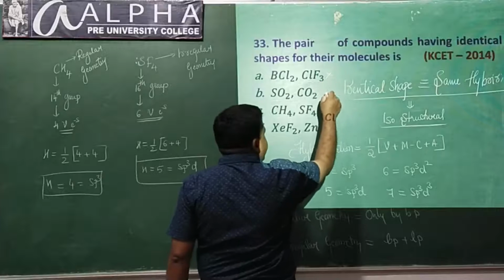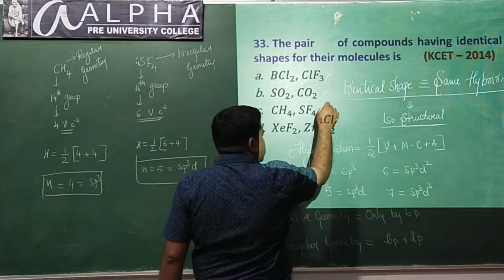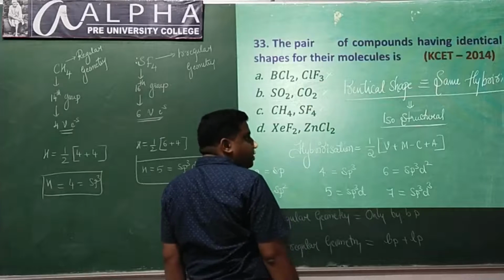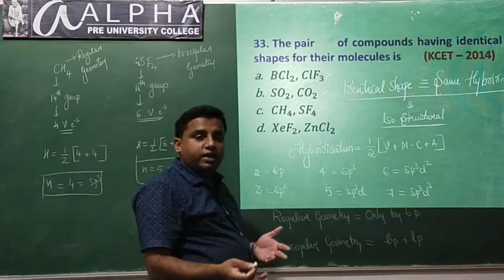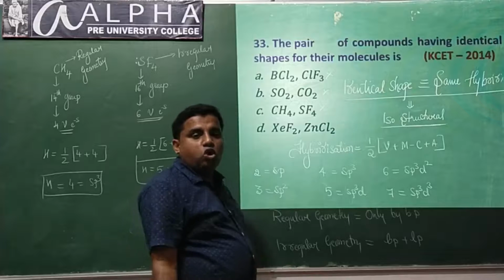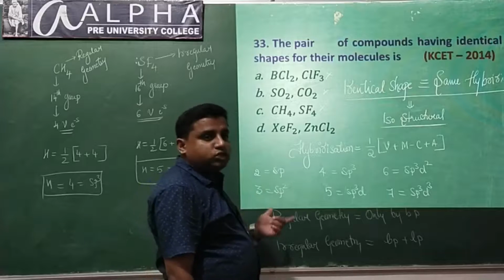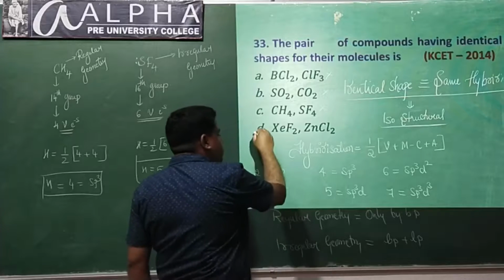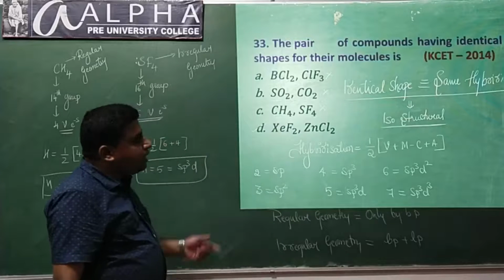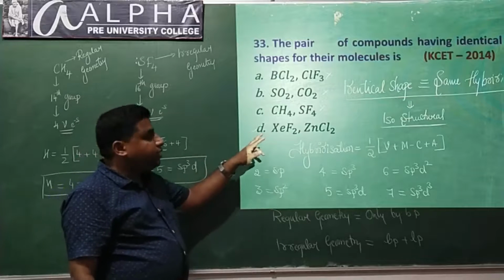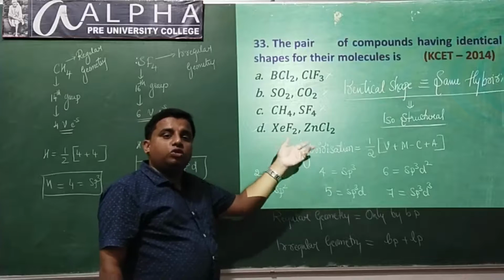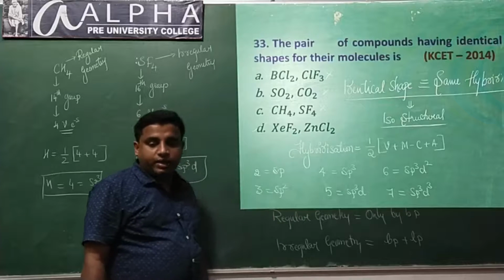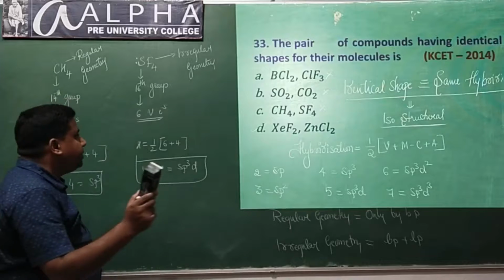So they don't have identical shape. One has regular, the other one has irregular geometry, and they have different types of hybridization. Therefore, they do not have identical shape. Hence, we have only one option left out. Yes, it is option D. But still, let us check whether they both have regular geometry or irregular geometry, and whether they both have the same type of hybridization.